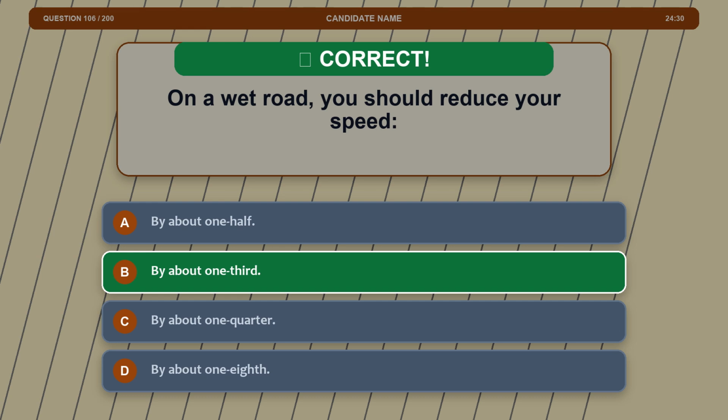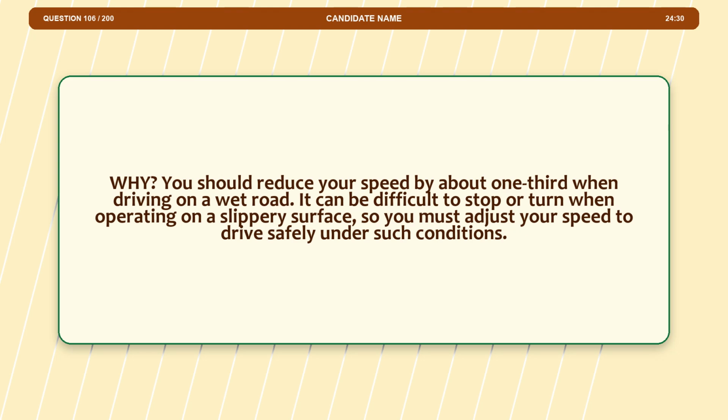The correct answer is option B, by about 1/3. Explanation: you should reduce your speed by about 1/3 when driving on a wet road. It can be difficult to stop or turn when operating on a slippery surface, so you must adjust your speed to drive safely under such conditions.